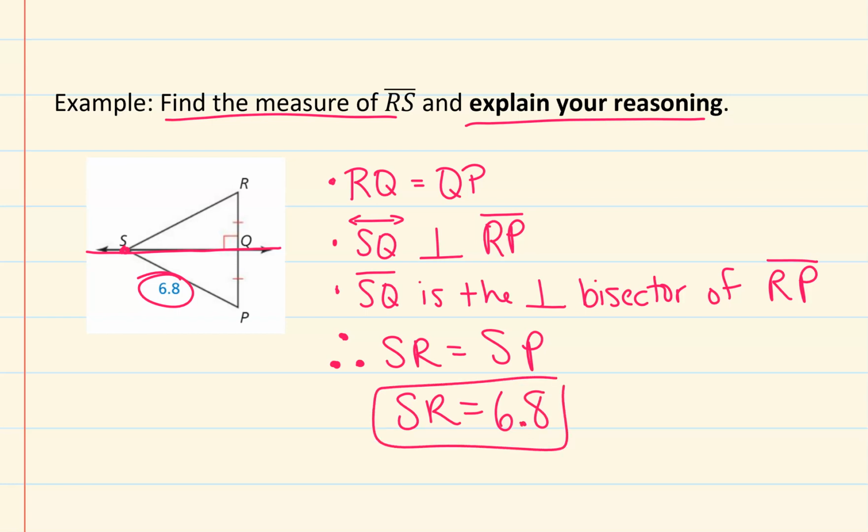So these first four steps are the explain your reasoning part. That's our 4 points that we get. And then we get 1 point for this final part of us saying, okay, that means that it is equal to 6.8. Okay. It's going to feel a little bit tedious, but learning how to really defend your argument is huge.